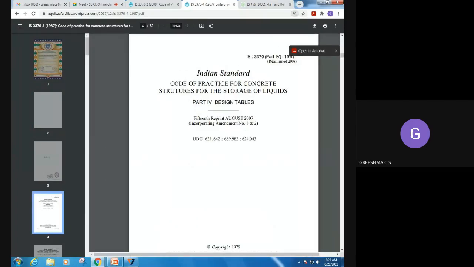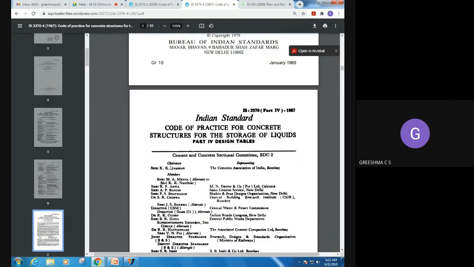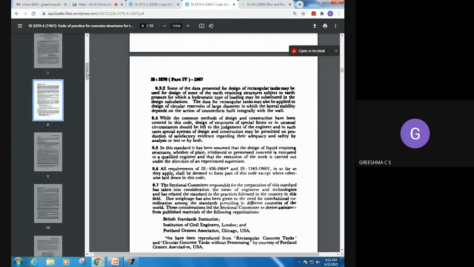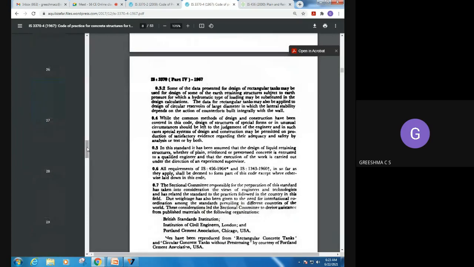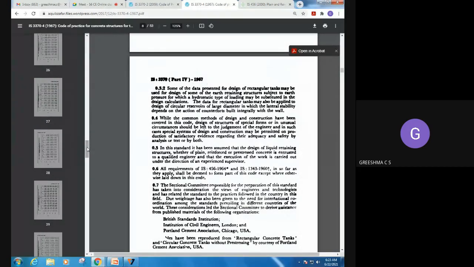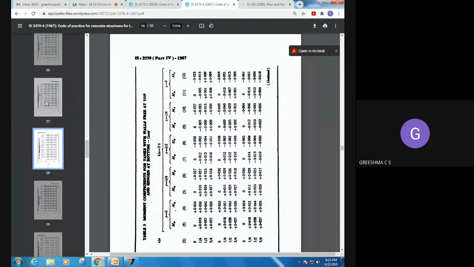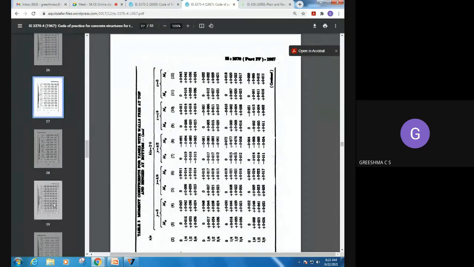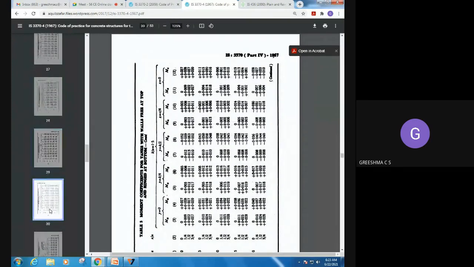So this is again the water tank code. You can see this is the code of practice for storage of liquids, that means water. Basically, you are using it for the water tank. So in part 4 you will have different types of tables. This is the part 4 IS code.